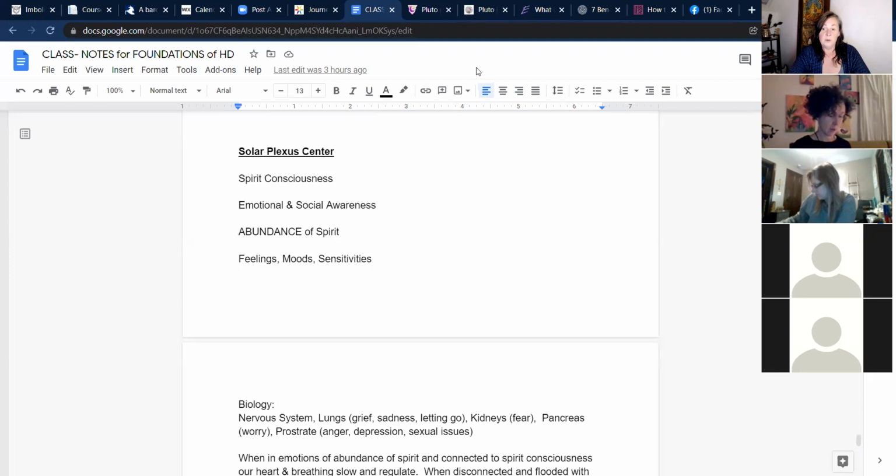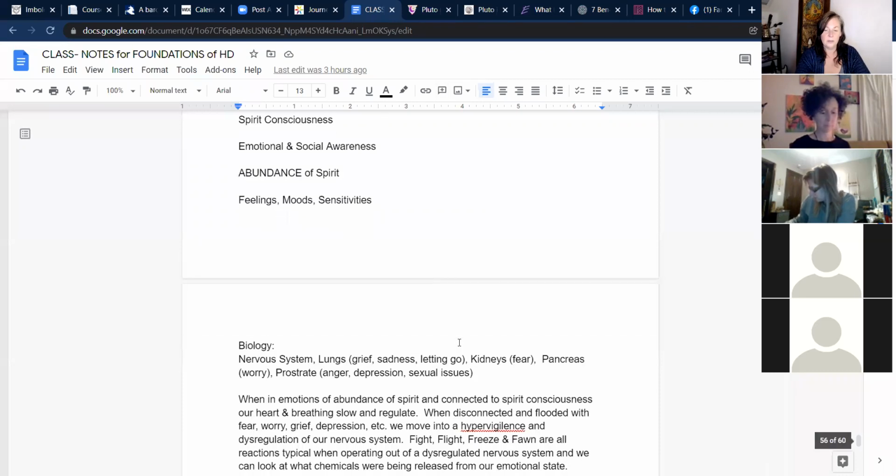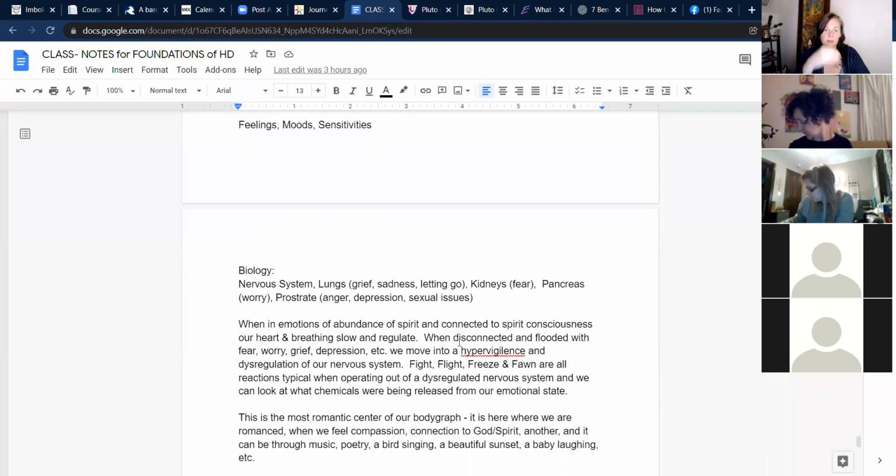It's feelings, it's moods, it's sensitivities. And the biology, like I said earlier, before we did the visualization, is the nervous system. And I did a little looking into the other parts of the body that this is, to see how our emotions are connected to certain organs. Like the lungs, right? The lungs are part of this biology.